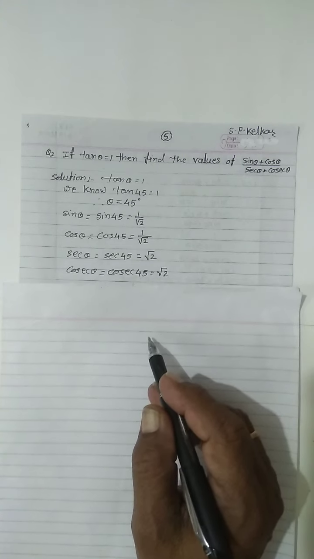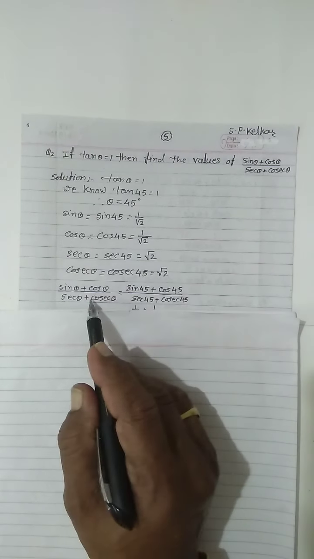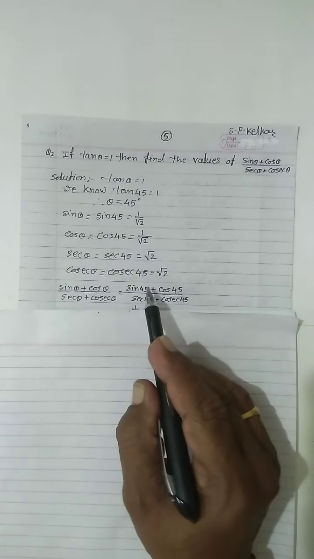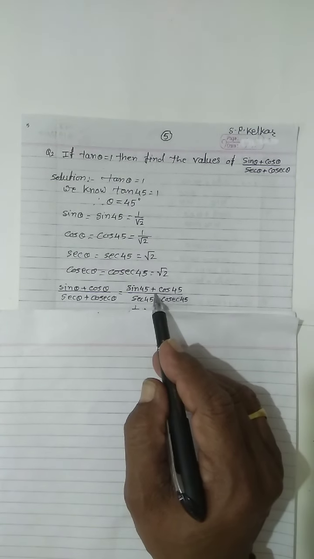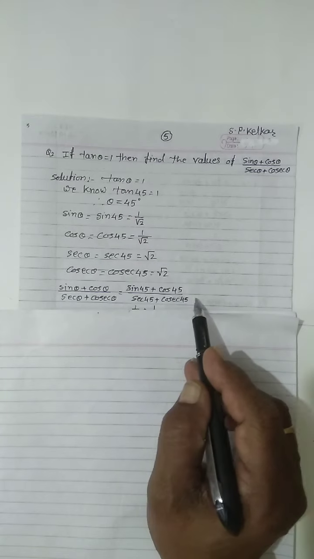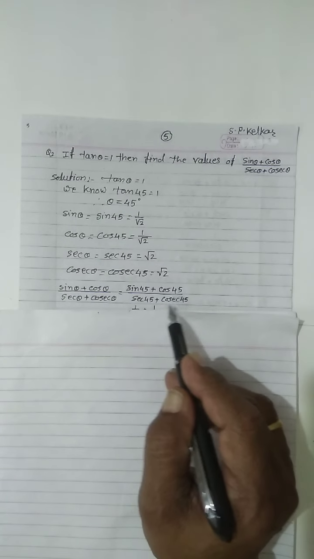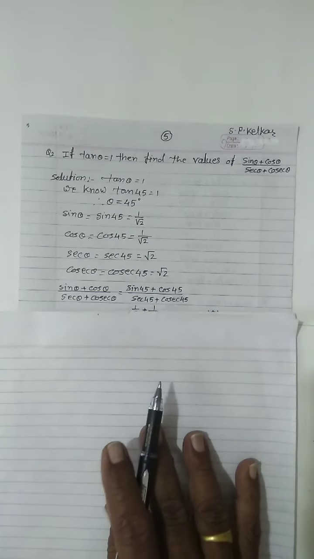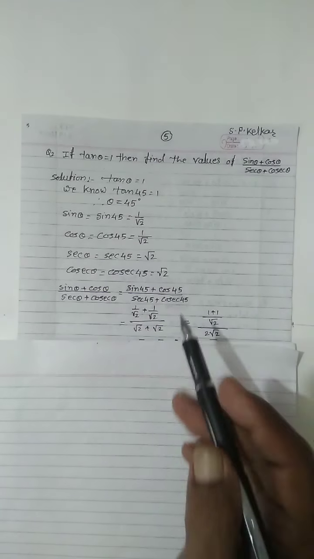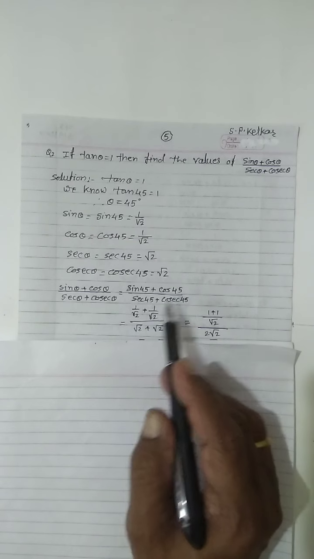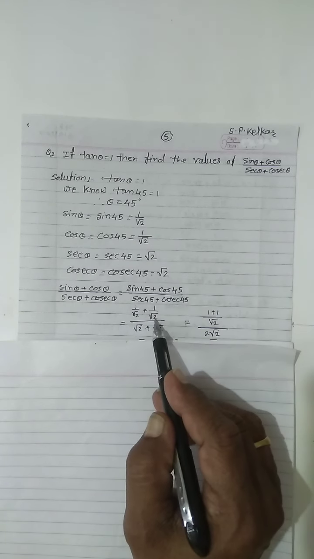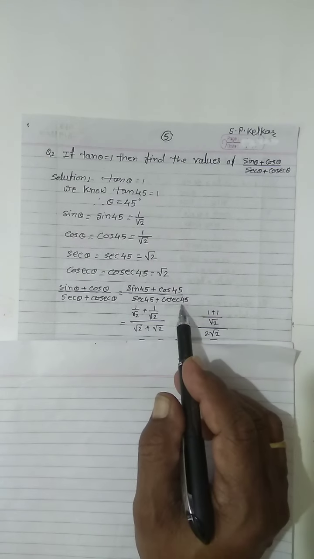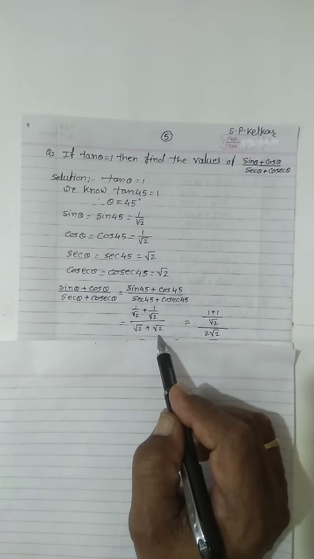So we write (sin theta plus cos theta) divided by (sec theta plus cosec theta) equal to (sin 45 plus cos 45) divided by (sec 45 plus cosec 45). Now put the values: sin 45 is 1 by root 2 plus cos 45 is 1 by root 2, then sec 45 is root 2 plus cosec 45 is root 2.